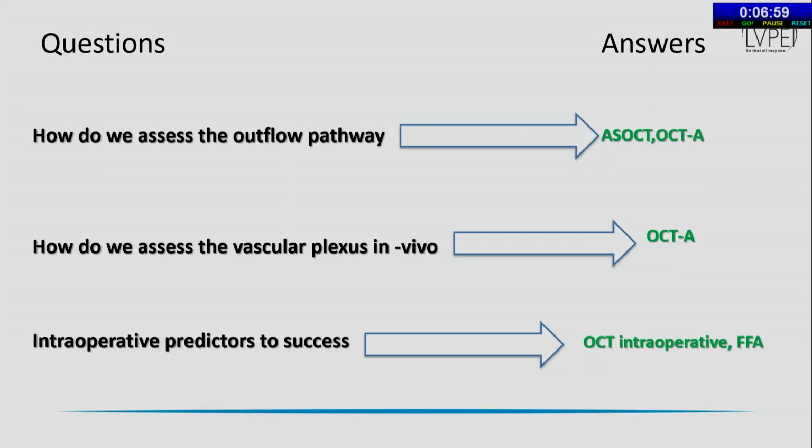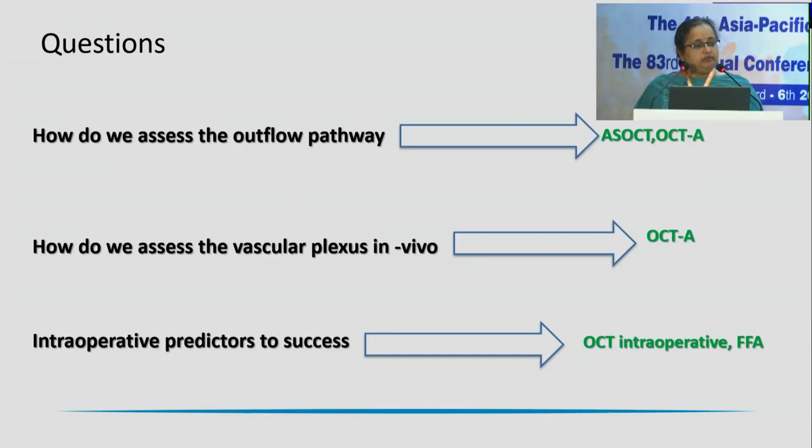So the question is, how do we assess the outflow pathway intraoperatively? We can do that with handheld ASOCTs or OCT angiography. How do we assess the vascular plexus? I showed the slides of the drainage of aqueous into the episcleral veins. So how do we assess that? We can use OCT angio.